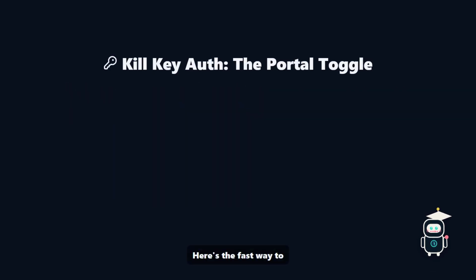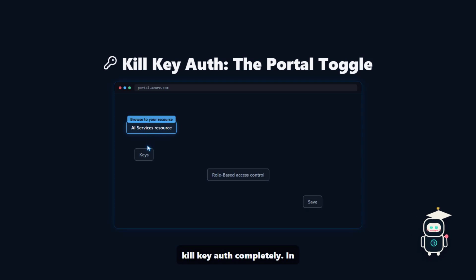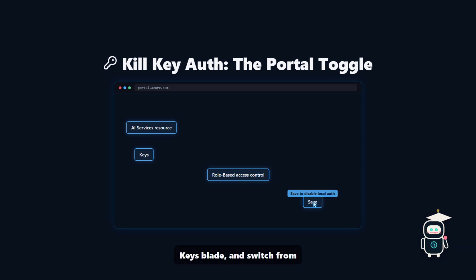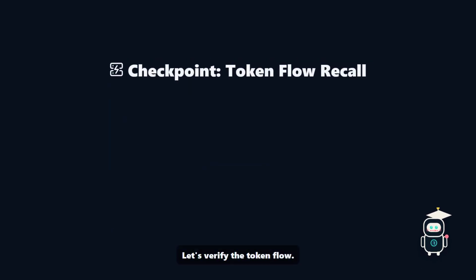Here's the fast way to kill key auth completely. In the portal, open your AI Services resource, go to the Keys blade, and switch from the default key-based access to role-based access control. Hit Save. That's it. API keys are now dead with this resource, and only Microsoft Entra ID works. No more keys to leak. Let's verify the token flow.